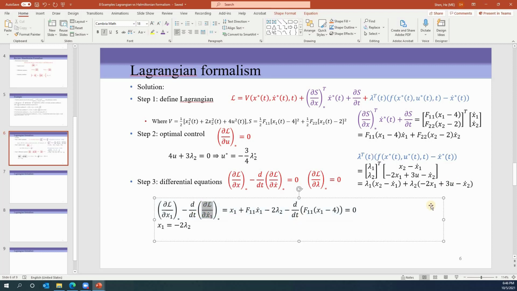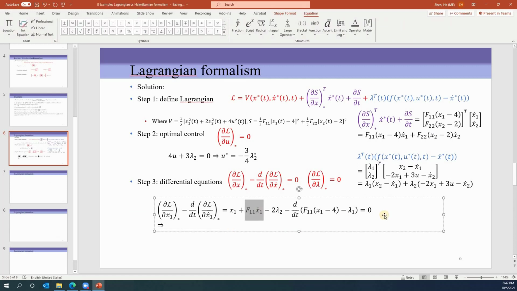And next, this is partial L over partial x1 dot. The first term is not a function of x1 dot. That's why it's 0. The second term is a function of x1 dot. And we take a partial derivative of that. This will give us the coefficient f11 times x1 minus 4. And the next function over here, we take a partial derivative of this with respect to x1 dot, that gives us a negative lambda 1. And that's it. We get the first differential equation, partial L partial x minus d dt partial L partial x dot is equal to 0. We applied this equation to x1. So we get this. We can simplify this a little bit more.